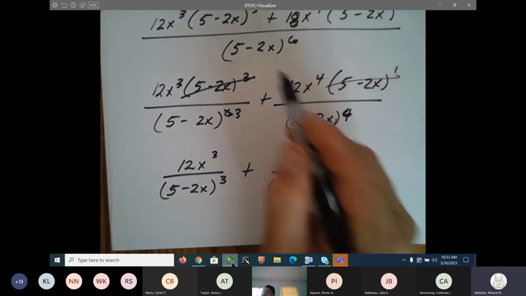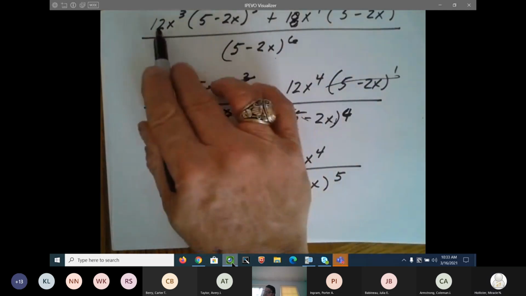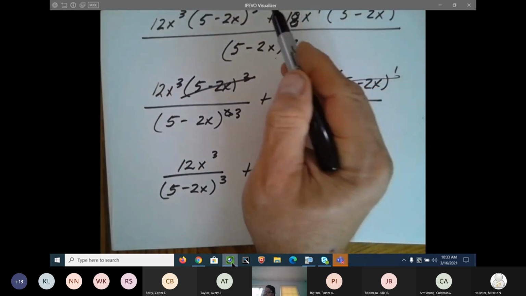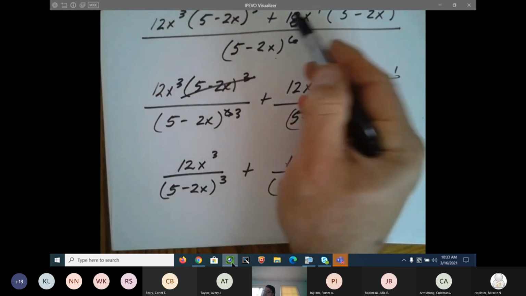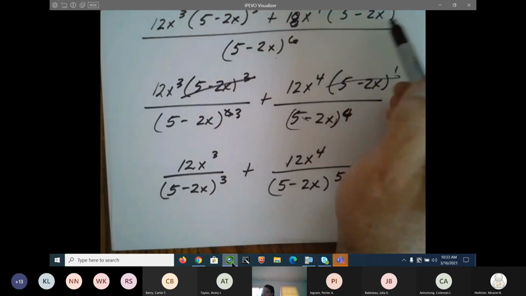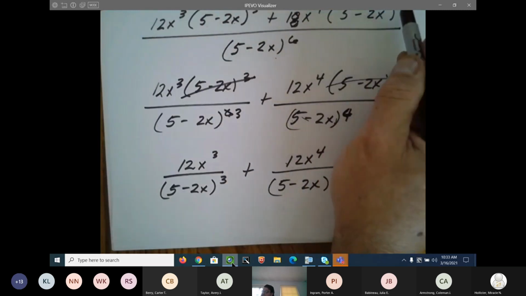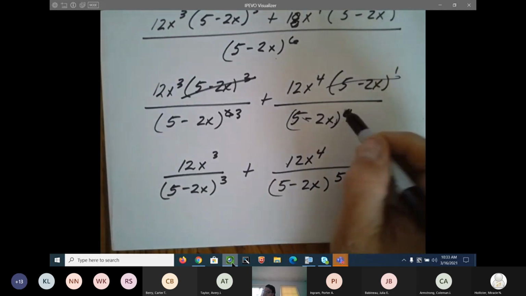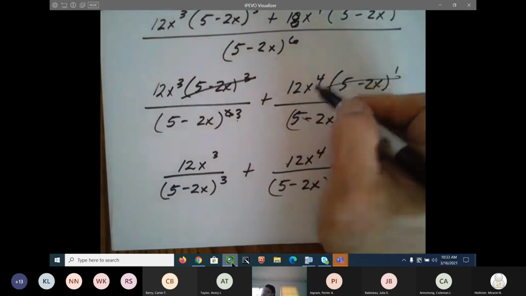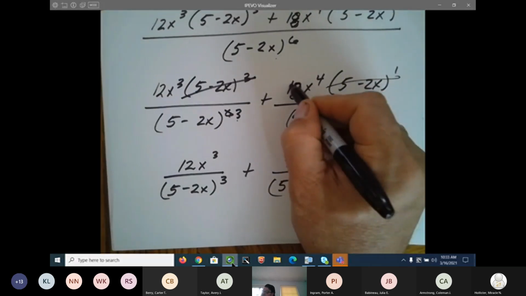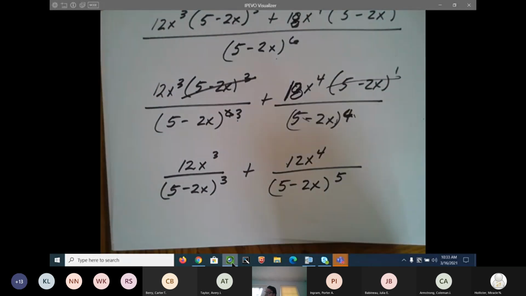Well, that will take this one out, and that will leave 12x cubed. That would take that out, plus 18x to the fourth, and that would take that 6 and that 2, that would go out, that would be to the fourth, and this would be to the third, and this would be 18x to the fourth. Correct?